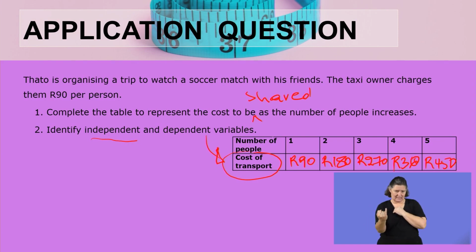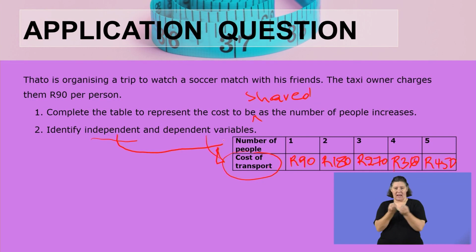So now the independent will be the number of people. The number of people does not depend on the cost, but the cost depends on the number of people. So we say the independent variable will then be the number of people. And the dependent variable is the cost of transport, because the cost of transport depends on the number of people. So before you can answer this question, you must ask yourself which variable is depending on which one. The one which is depending on the other one is called the dependent variable. The one that is not depending on the other one is the independent variable.